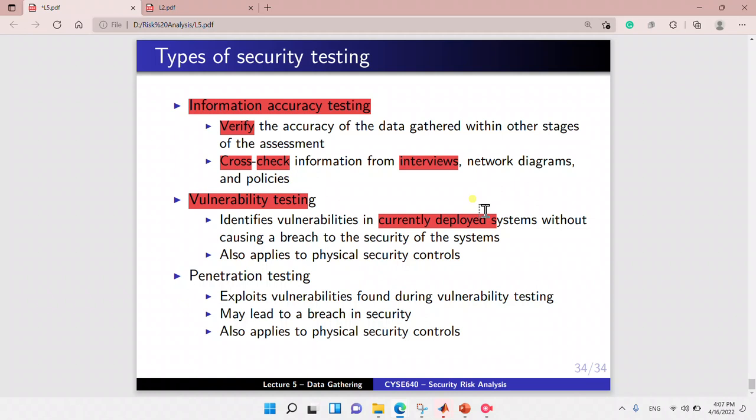بعدين عنا ال physical security controls هاي كمان تحت ال vulnerability testing. بعدين عندنا ال penetration testing بيكون عبارة عن exploits vulnerabilities found during vulnerability testing. Penetration testing exploits vulnerability, okay. عن ال penetration testing may lead to breach in security, also applies to physical security controls.